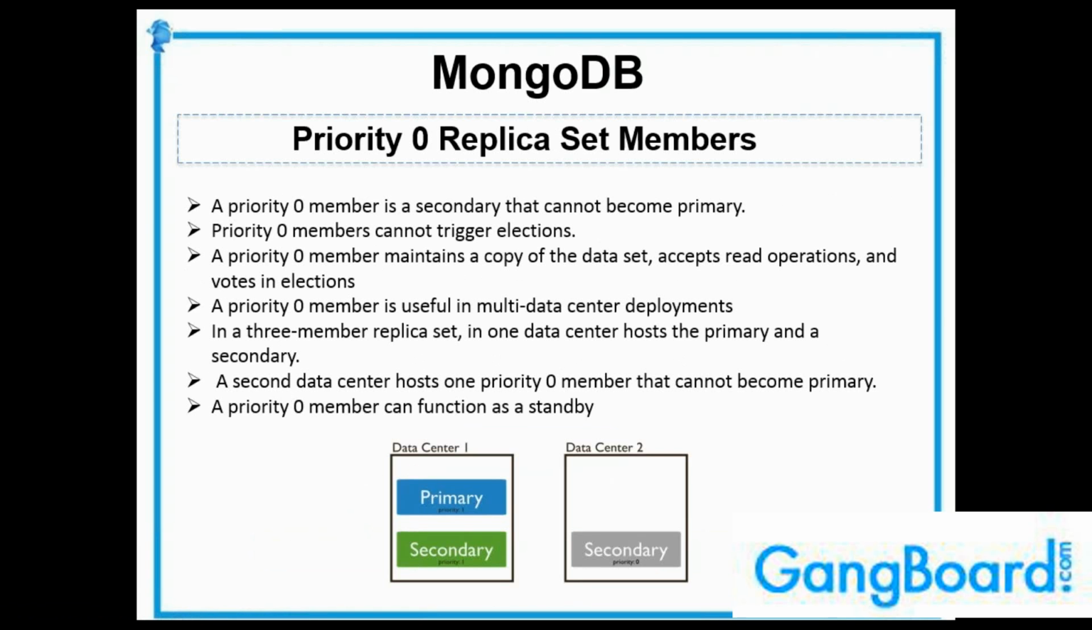Next is a new thing called priority. You can set priority for the replica members. Initially, the priority will be 1 for all the nodes.